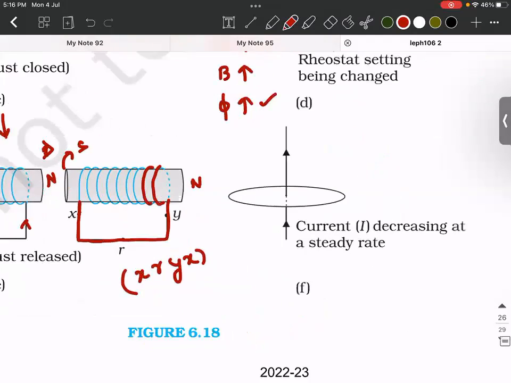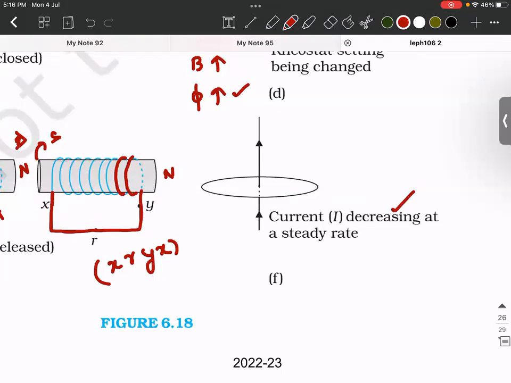Okay, next one. Current I decreasing at a steady state. So if the current is decreasing at a steady state, what is the direction of the magnetic field with respect to a straight current carrying conductor? For a straight current carrying conductor, the magnetic field will be in circular loops, right? So the field is along the circular loop and the areal vector is perpendicular to the circular loop. When that is the case, what is the value of flux associated with it?